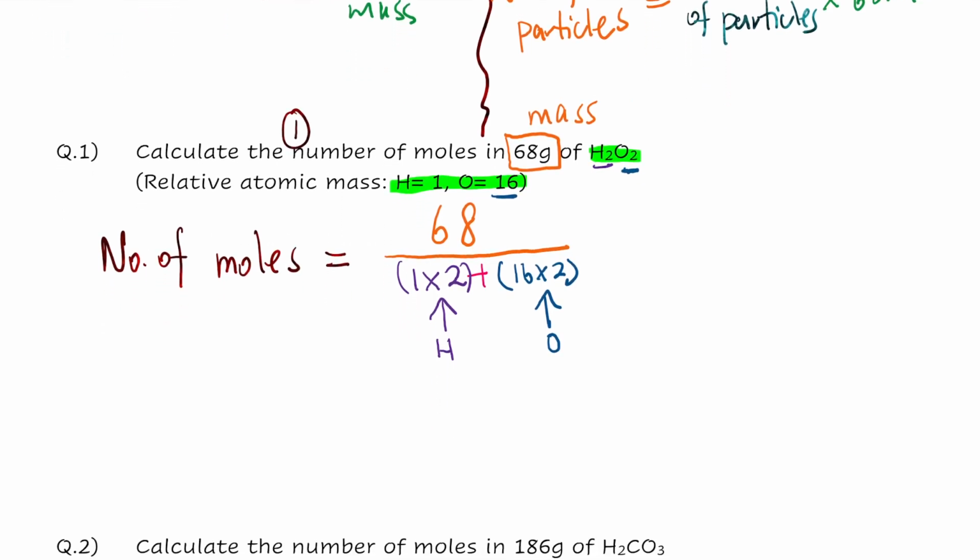And then let's find our answer for this. The number of moles is equal to 68 over, then you take out your calculator and do it: 1 times 2 plus 16 times 2. You should get, perhaps I'll do it with you, 68 over, this is 34 at the bottom here. And finally, you get the answer is 2. And what's the unit? As I mentioned in the previous video, the unit is mol. So for this first one, this is the answer.